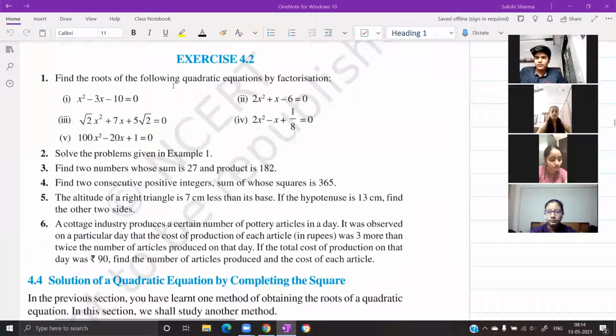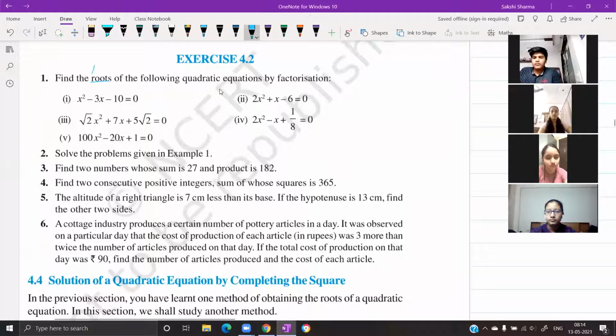Simply find the roots of the following quadratic equations by factorization, roots or solutions for the quadratic equation. So we will be looking for the zeros of the quadratic polynomials given to us. Factorize your quadratic polynomial. You will obtain two linear factors and take those linear factors equal to 0. Obtain the values of x.